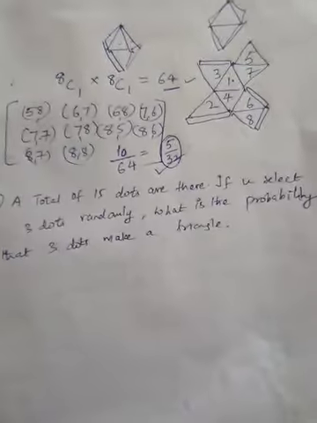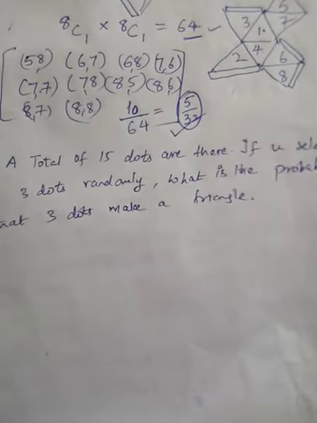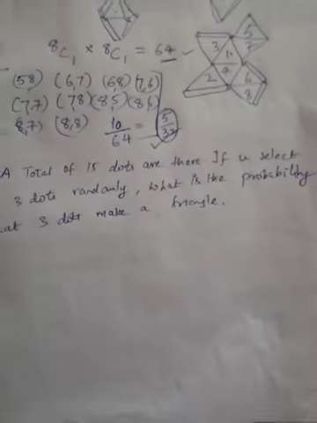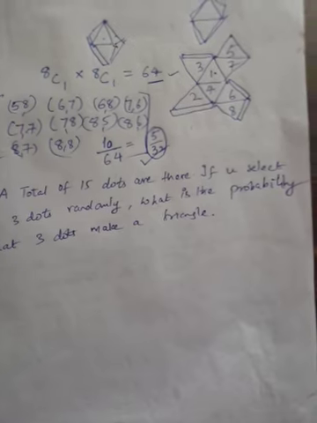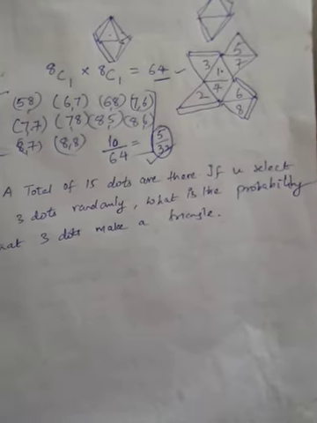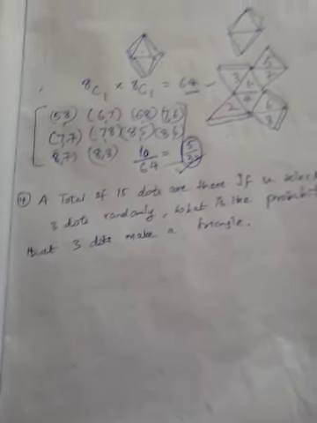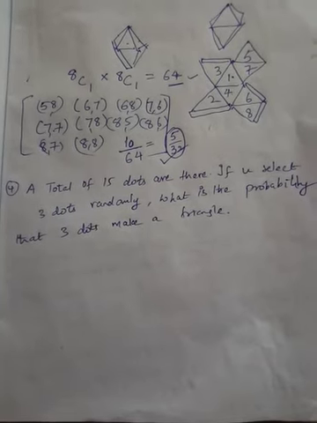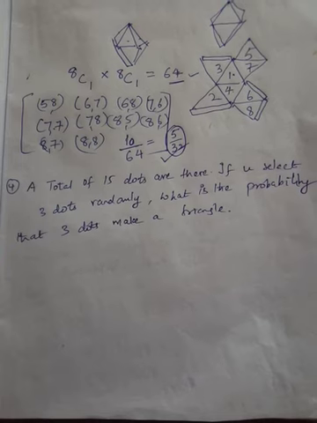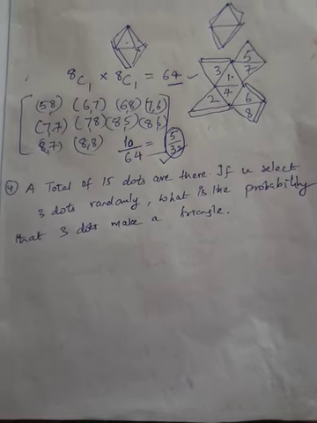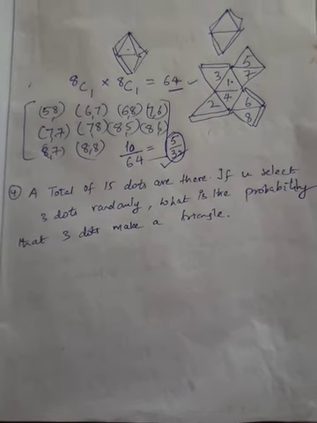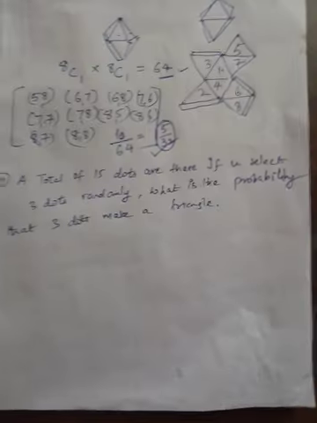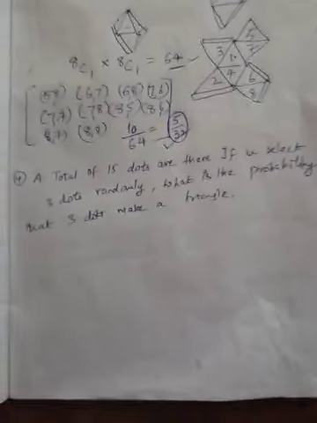Question number 4. A total of 15 dots are there. In that 15 dots, if you select 3 dots randomly, what is the probability that 3 dots make a triangle? So my students will get it out.